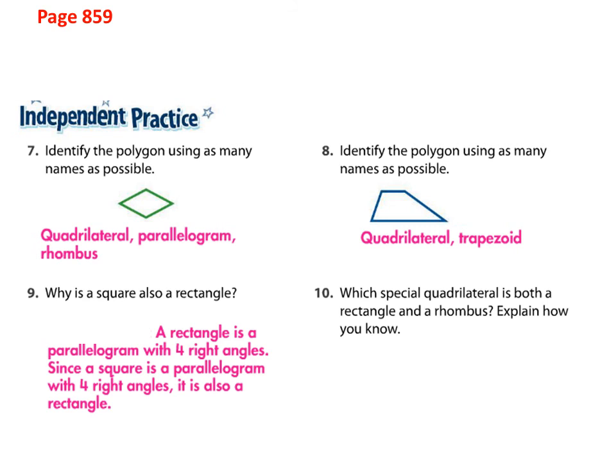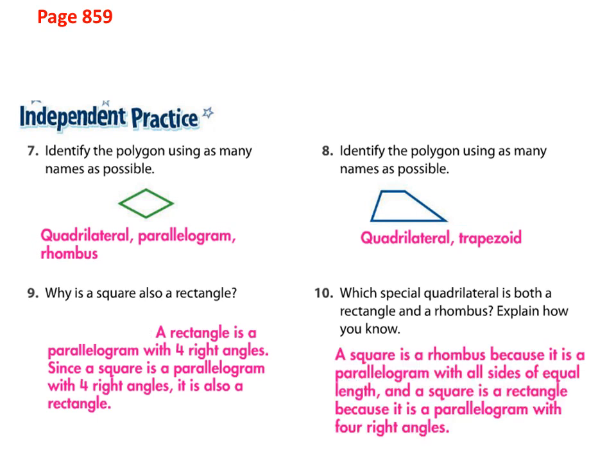Question 10. Which special quadrilateral is both a rectangle and a rhombus? Explain how you know. Sample answer. Of course, this is the square. Why? Because the square is a rhombus, because it is a parallelogram with all sides of equal length. And a square is a rectangle, because it's a parallelogram with four right angles.